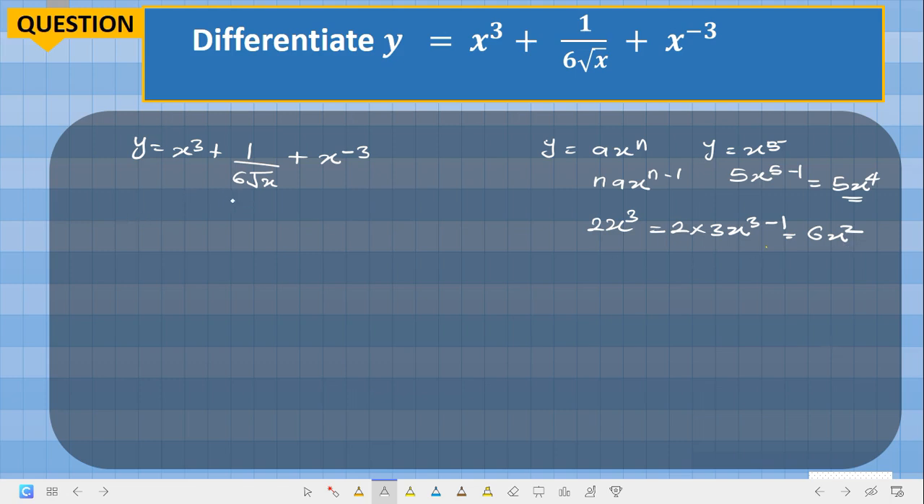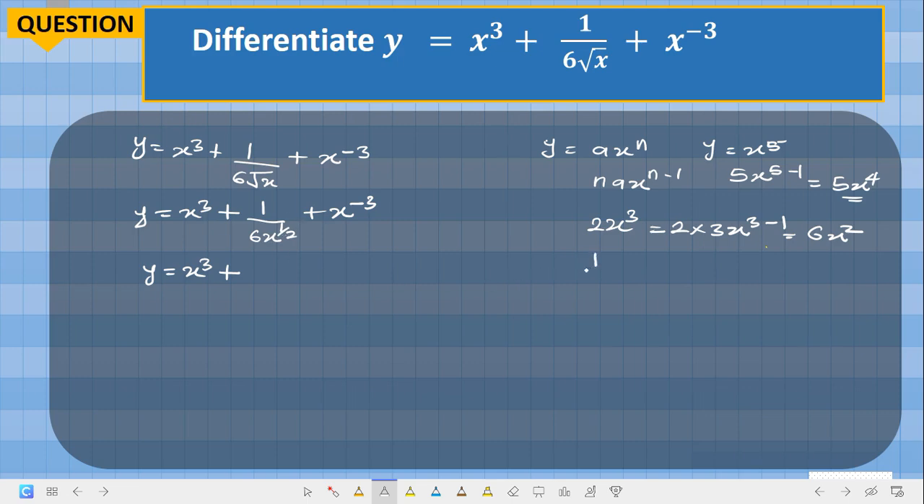Now coming down here, we must make this equation linear. Now how do we make it linear? We know that our y is s raised to the power of 3 plus this 6 root x can be written as 1 all over 6x raised to the power of half, plus s raised to the power of minus 3. And your y will be equal to s raised to the power of 3 plus, now this particular thing under here, this x raised to the power of half can come up.